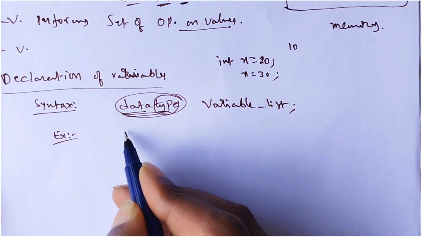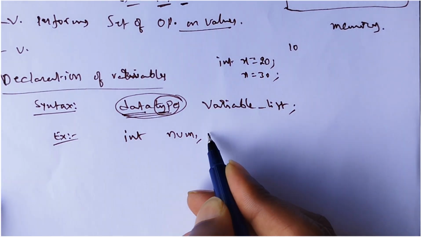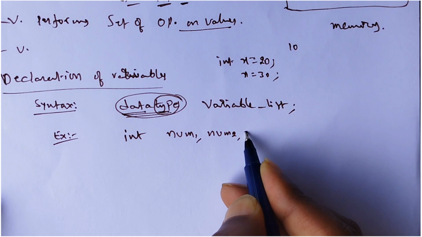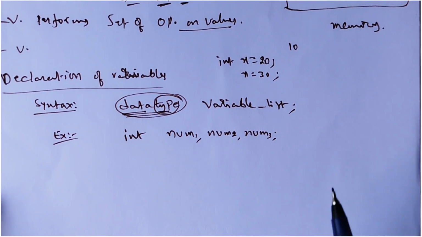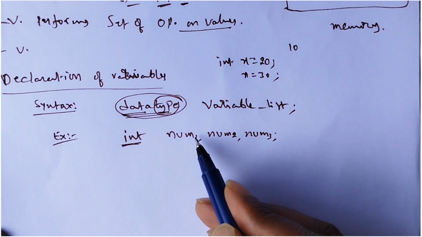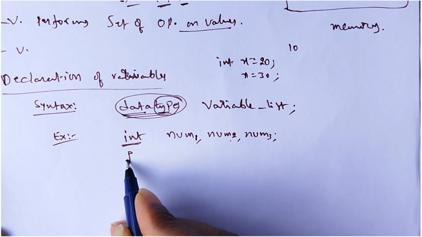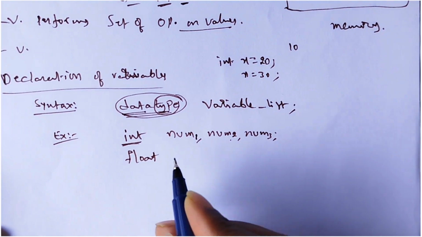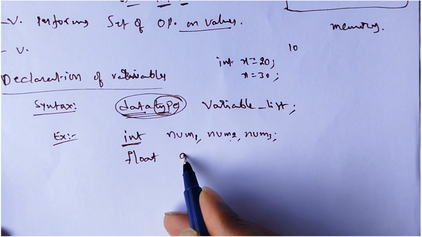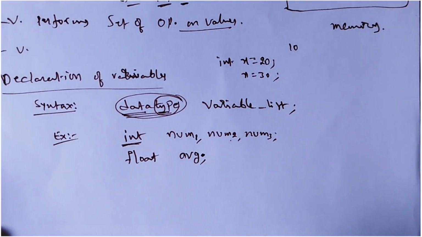For example, I am declaring here int num1, num2, num3. It means here int is the data type. Integer means numbers. And the variable names are num1, num2, num3. For example, I want to take floating values. So what is the data type? Float avg. Avg means average, which generally will be a floating value. So here I am taking only one variable.